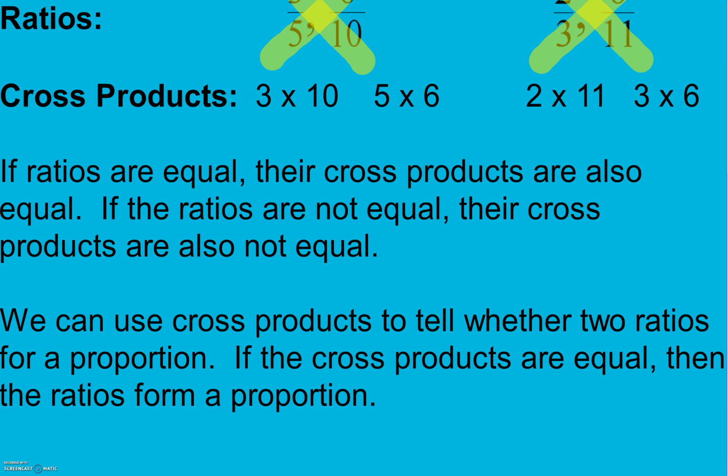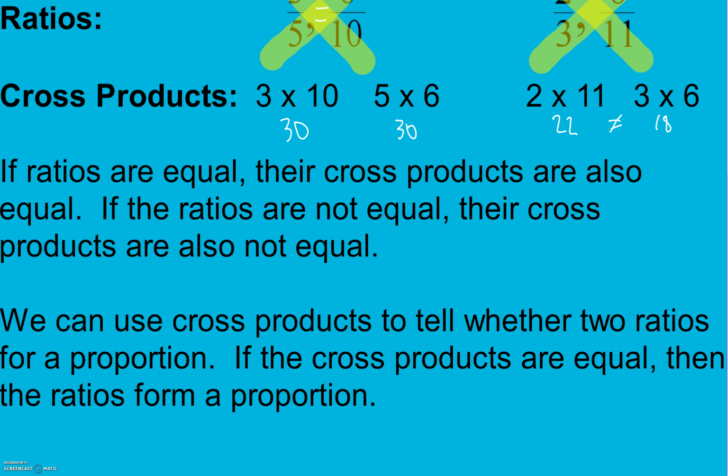What that means, guys, is 3 times 10 is 30 and 5 times 6 is 30. So we know that these form a proportion. We could put an equals in between them. 2/3 and 6/11 we know don't simplify to the same thing. And if we look at their cross products, 22 and 18, those are not equal. So we can't put an equal sign in there and make them a proportion.